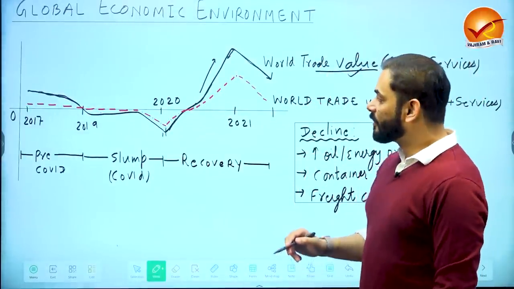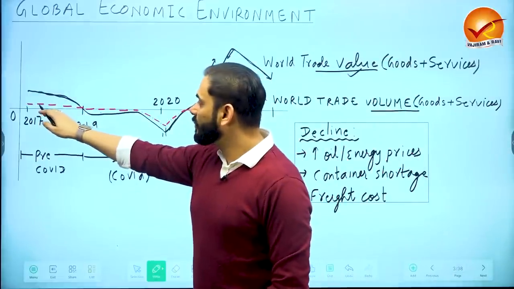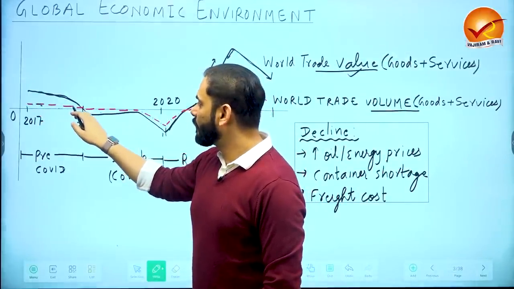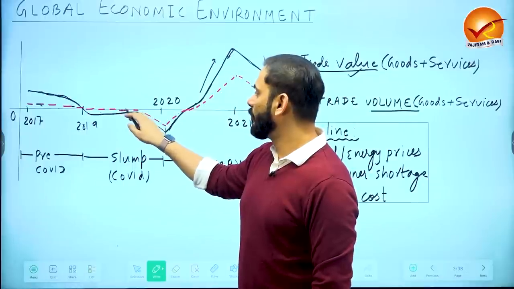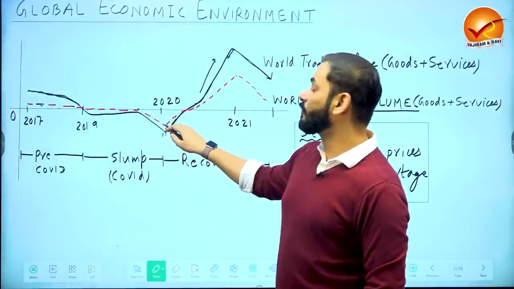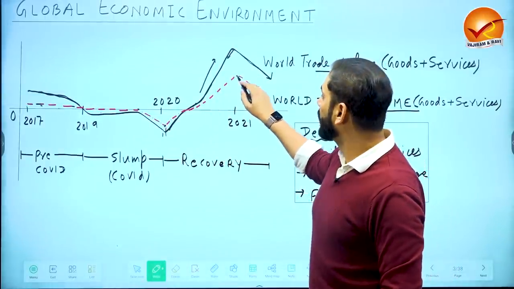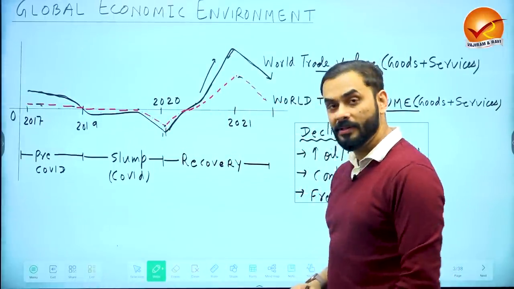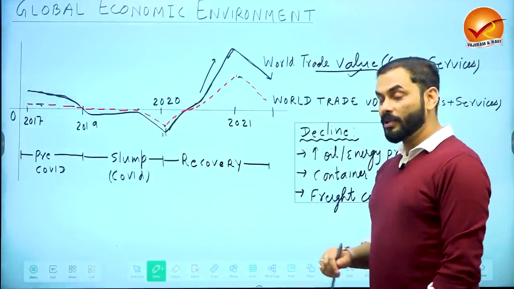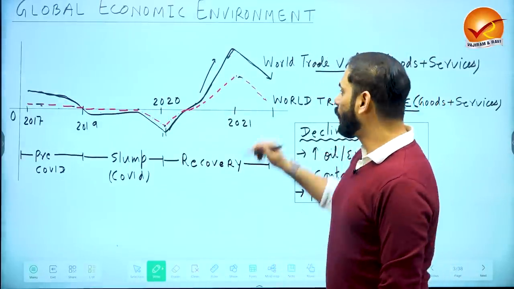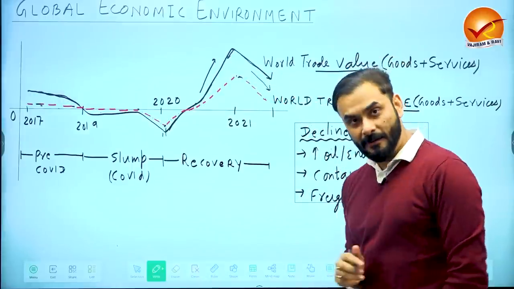Right. So in terms of volume, look at this dotted red line. In terms of volume, world trade was positive. It became almost zero and then it started to come down, which means it became negative. And then it started to recover, but again, it is coming down. So you observe two things, that world trade in terms of volume and value, both are declining, right?